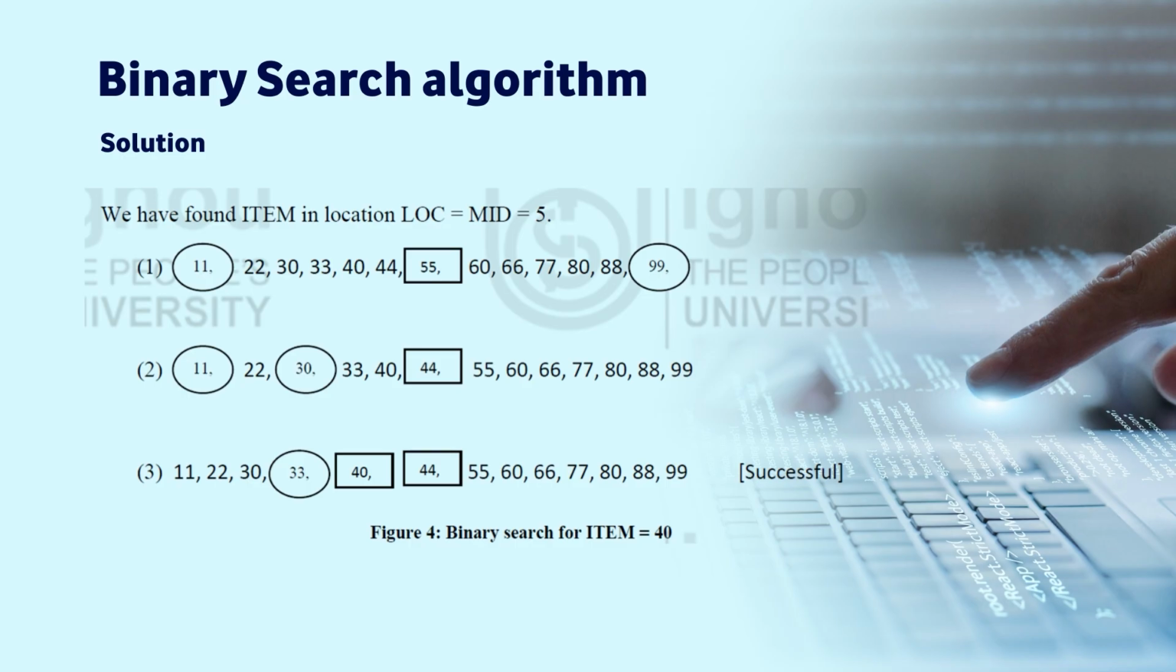The list was from 1 to 13, and now your search range becomes way smaller, from 1 to 6. Now do the same thing again. Calculate the mid: (1 plus 6) by 2, which will be 3. The element at index 3 is 30. Now check: is 30 greater than 40 or less than 40? 30 is less than 40.